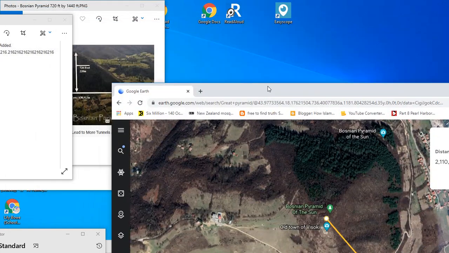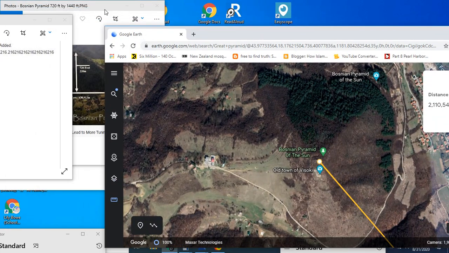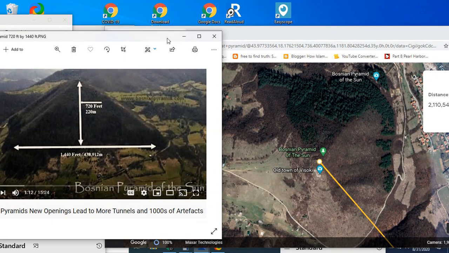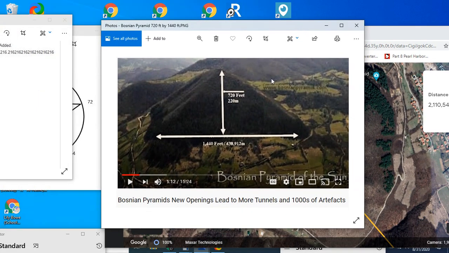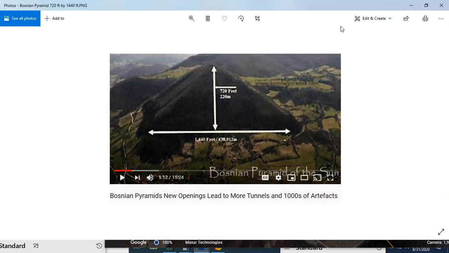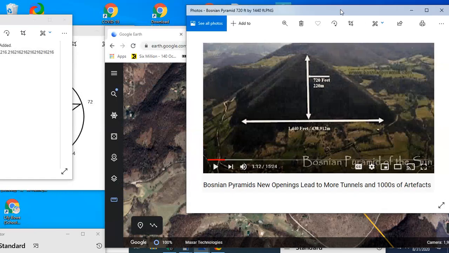So, what else did we know? Now, how do we know they're using that system? Well, look, it's 720 feet tall. Notice I said feet. I didn't say meters. It's 720 feet tall, 1,440 feet wide. They were using our system. Well, what are those numbers, and what do they mean to us?